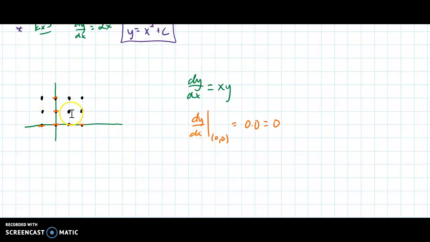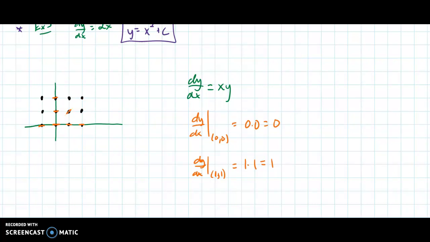So let's go ahead and do this point right here. What are the coordinates there? dy/dx evaluated at (1, 1). Well, that would be 1 times 1, which is 1. So it has a slope like this. I'm drawing it as if it were to hit this point here and this point here. That's how I kind of calculate that slope of 1. So I'll get rid of that piece.